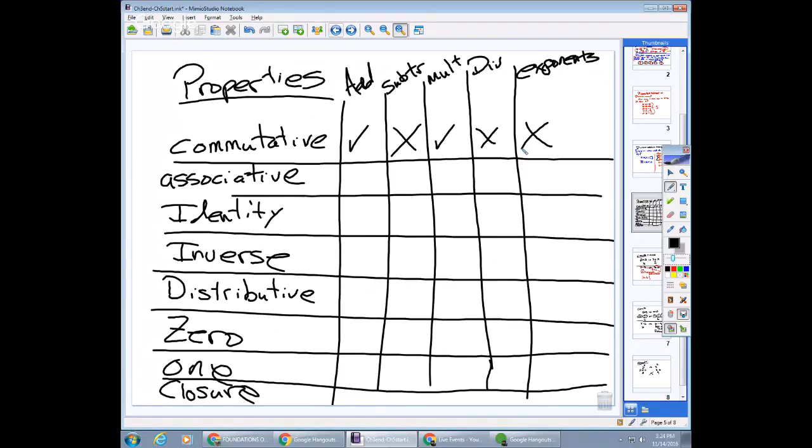Associative. What's the root of associative?